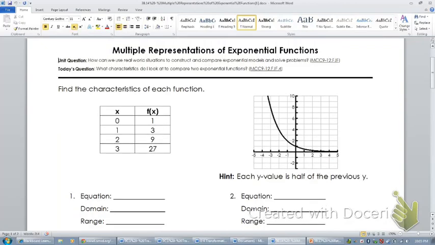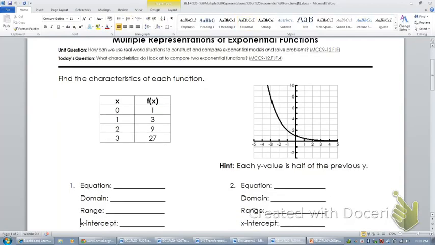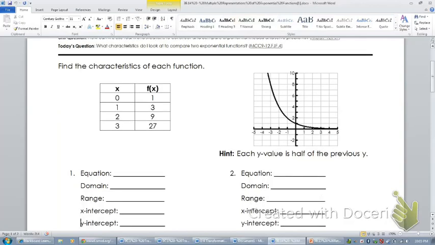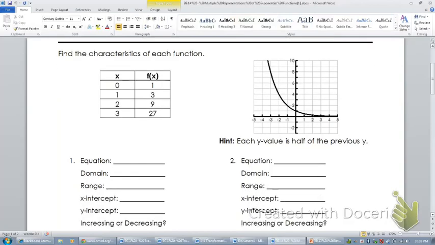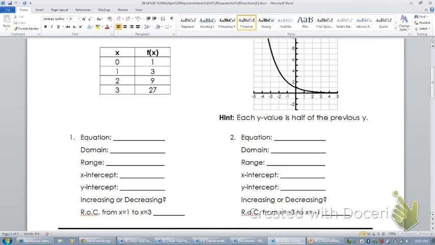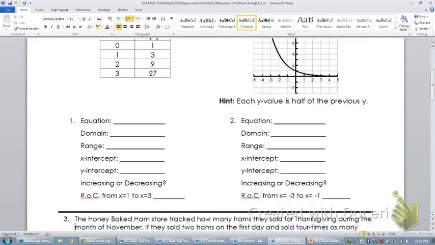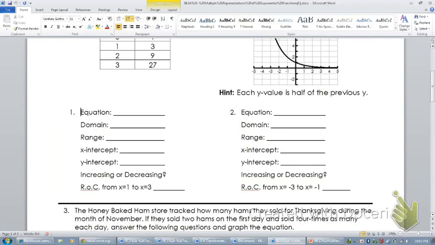Alright, multiple representations of exponential functions, okay? So we know multiple representations are basically talking about tables, equations, describing different characteristics that we know exponential functions have. Alright, so let's do these first two together, and we might do number three.